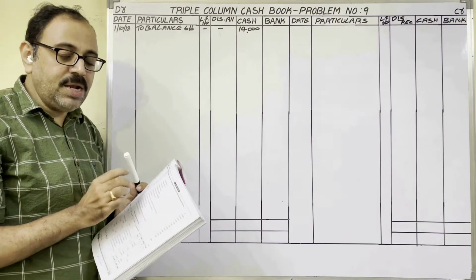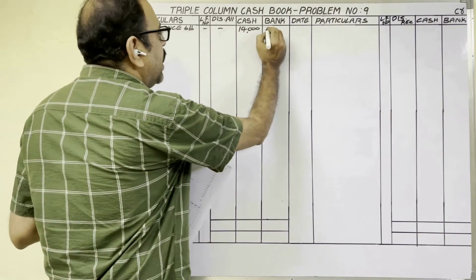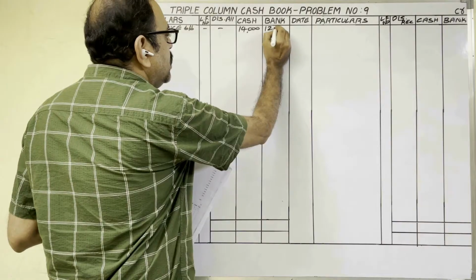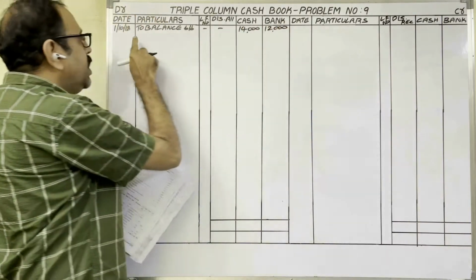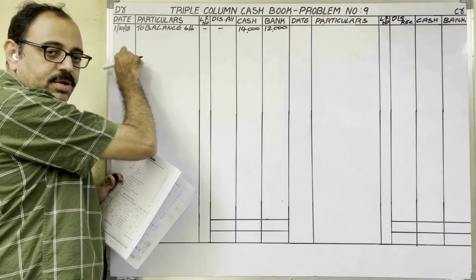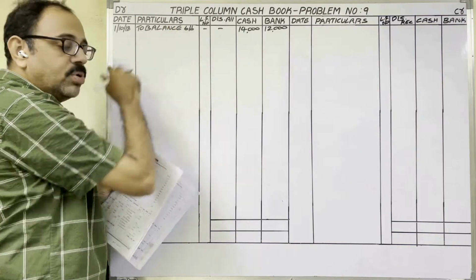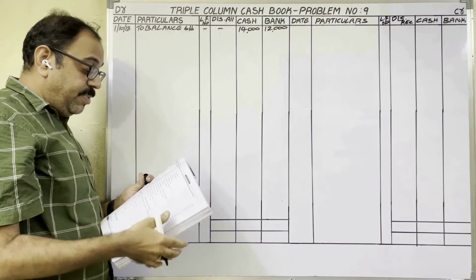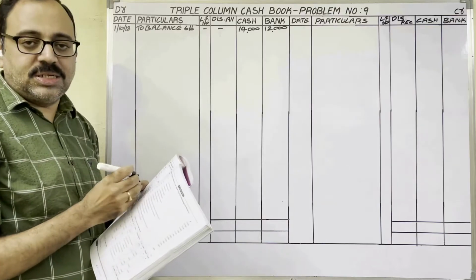An asset shows a debit balance. Therefore, on the debit side in the bank column we should write this amount. Again, you need not mention balance brought down and the date, because on the same date we already wrote these particulars. From next onwards, he has given transactions.